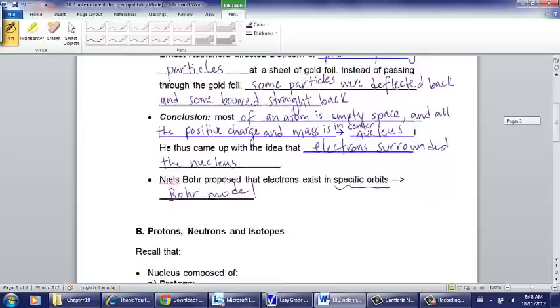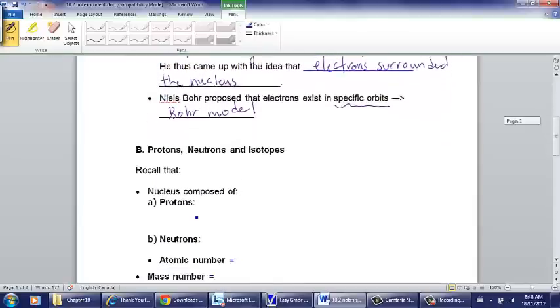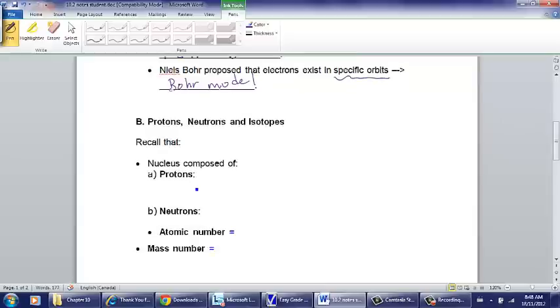We're now going to revisit the subatomic particles, protons, neutrons, and we're also going to look at isotopes. So you should recall that protons are in the nucleus and neutrons are in the nucleus, and protons have equal but opposite charge to an electron.